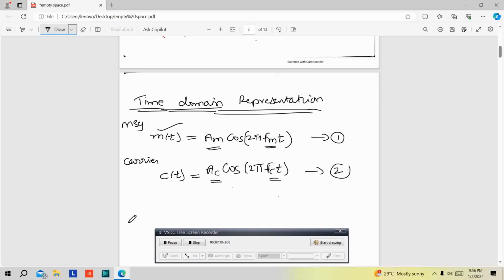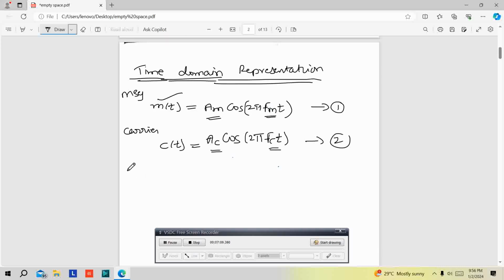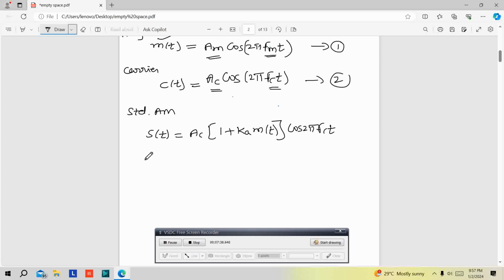Now here we know the standard equation of the AM wave, which is s(t) = Ac [1 + Ka m(t)] cos(2π fc t). Now it is very simple. For s(t), we just need to simplify this.